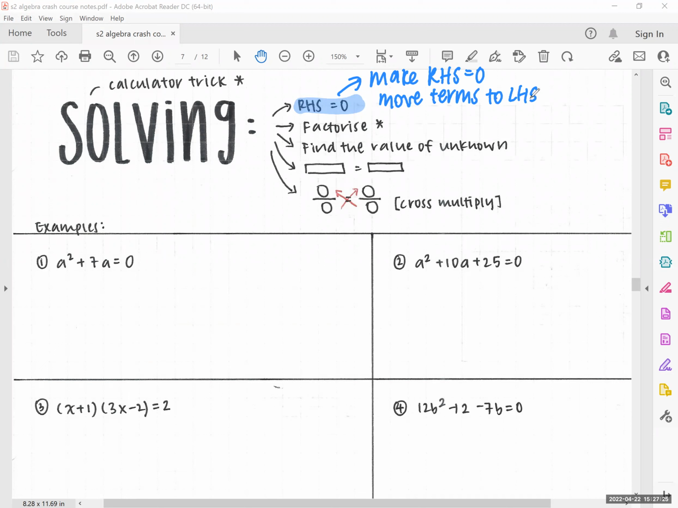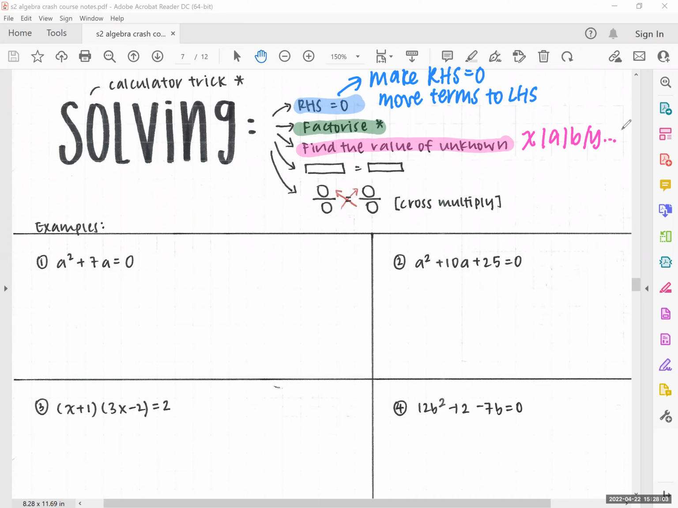But of course, there are certain special cases where your right-hand side does not need to be equal to 0. The only special case, we'll go through later. So once we make the right-hand side equal to 0, the next key thing you need to take note of is to factorize, which we have already learned last time. And once you factorize, you need to find the value of the unknown, be it x or a or b or y or any alphabet that the question gives you.